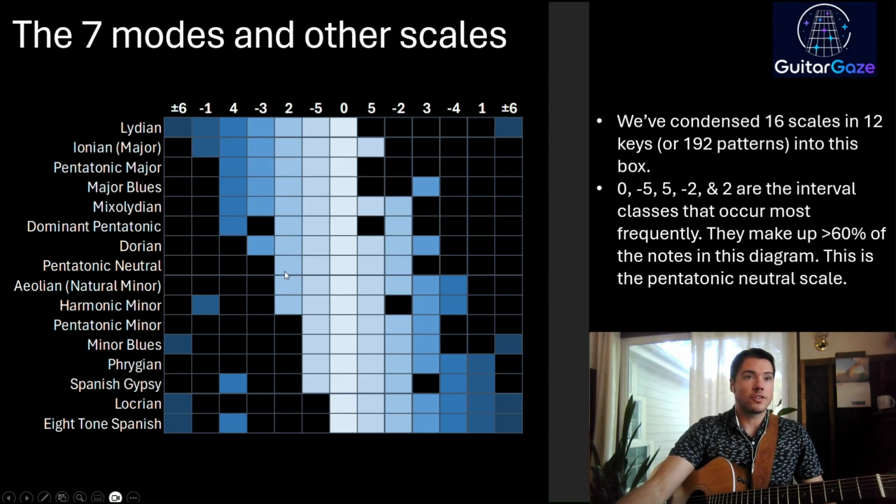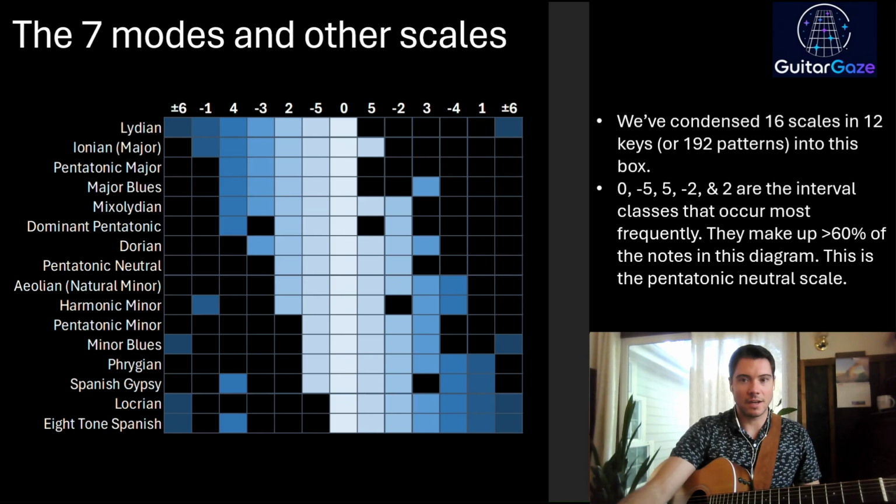Another thing worth noting is I've shaded in the notes on this diagram based on the frequency with which they occur across all 16 of these scales and modes. And this is what I was referring to earlier when I said common notes.